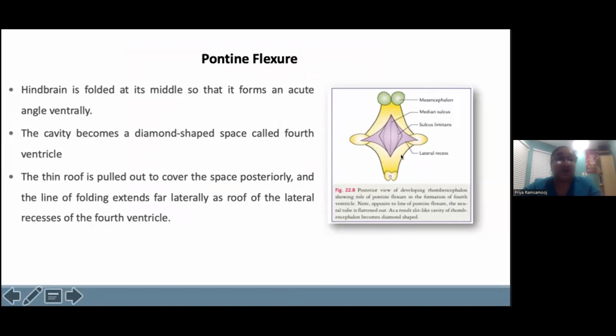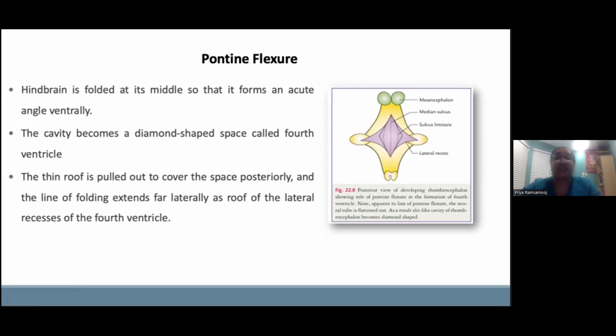which then goes on to form your fourth ventricle, because that diamond-shaped space is going to taper superiorly to the narrow canal of the midbrain, the aqueductus sylvius, and inferiorly to the central canal in the lower part of the medulla oblongata. That thin roof that we're seeing is pulled out to cover the space posteriorly, and the line of folding is going to extend far laterally as the roof of the lateral recesses of the fourth ventricle.